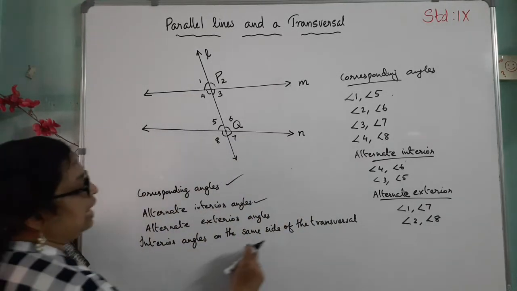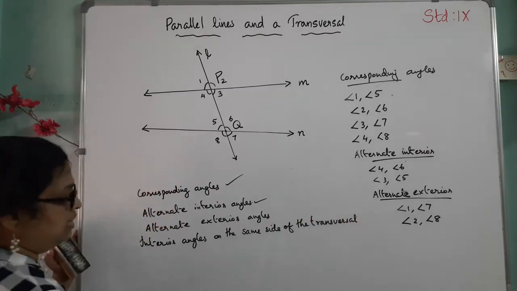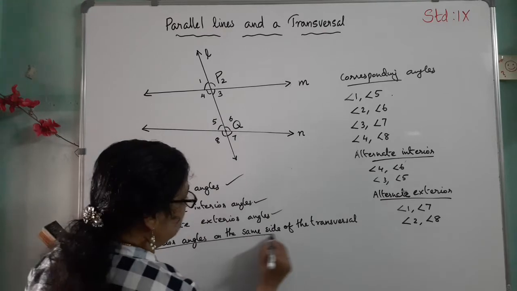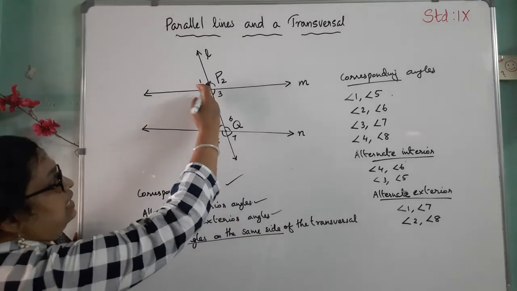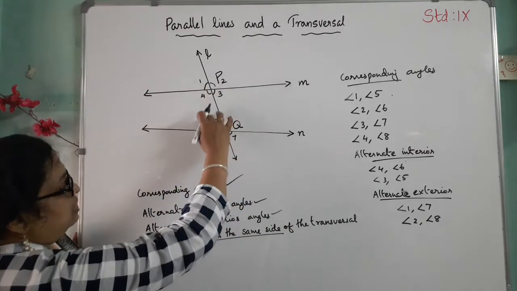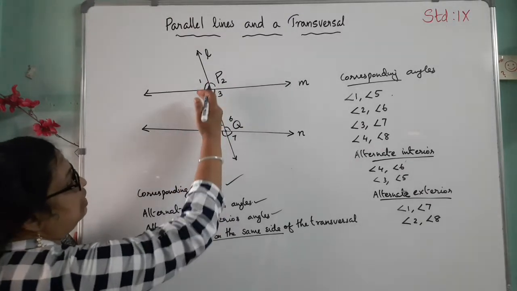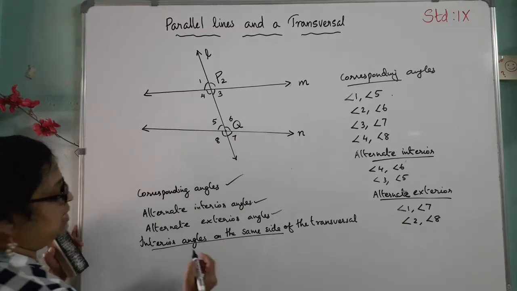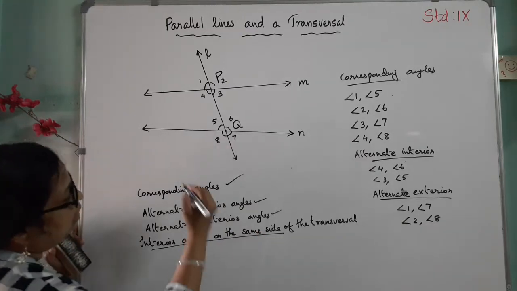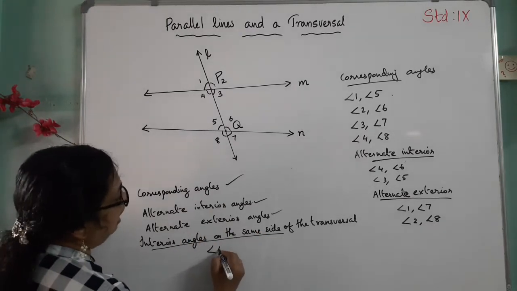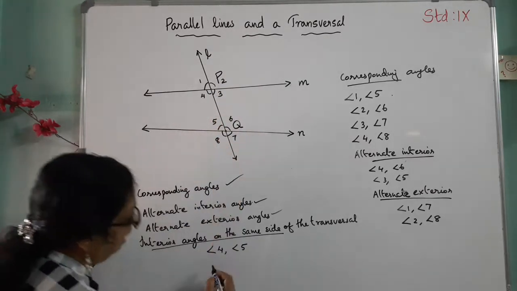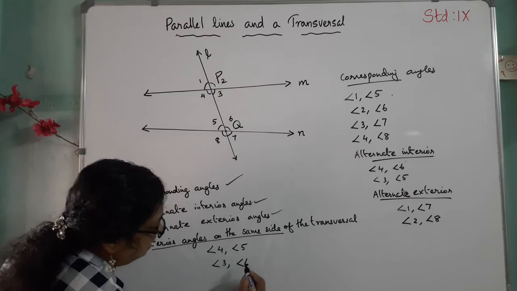Then interior angles on the same side of the transversal. That is interior angles 3, 4, 5, 6. They are on the same side. That is 4 and 5 are left side, 3 and 6 are right side. So interior angles on the same side of the transversal are angle 4 and angle 5 is one pair, and angle 3 and angle 6 is another pair.